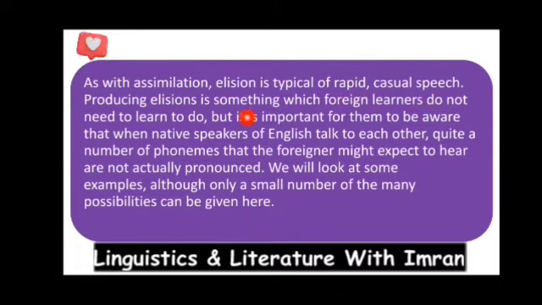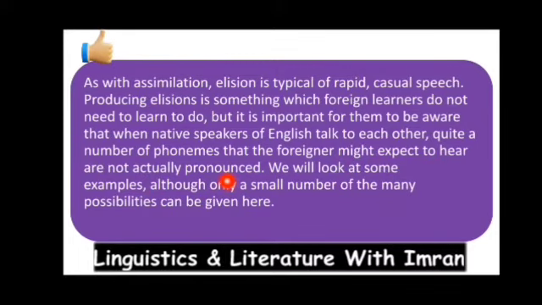Casual speech producing elision is something which foreign learners do not need to learn to do. So foreign learners of English do not need to learn where and how elision or assimilation take place. But it is important for them to be aware of it when native speakers of English talk to each other. But why do we learn, if it is not important for us to produce it, why do we learn assimilation and elision? Because it's important for us when we hear native speakers talking to each other. Quite a number of phonemes that foreigners might expect to hear are not actually pronounced.